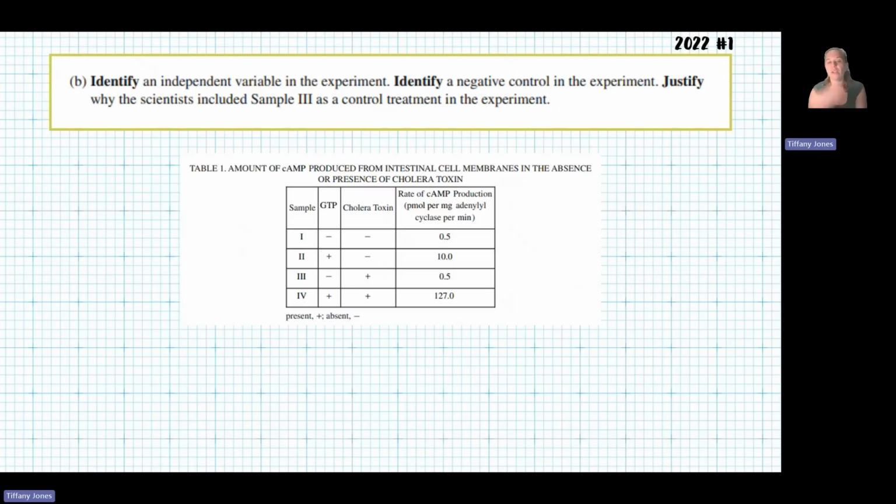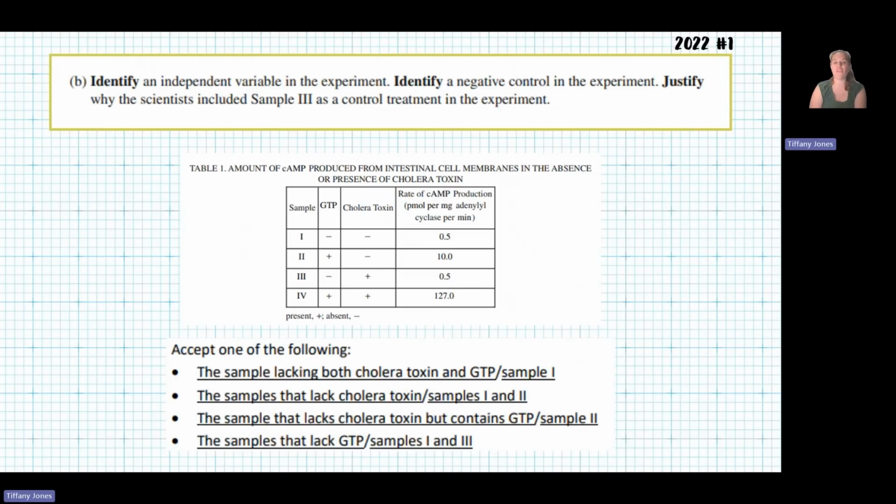Now they also went a little extra step and said, okay, if we were comparing how GTP had an effect, then my negative control would be looking at samples 1 and 2, because the cholera stayed the same in those. And I could then see what GTP alone does. And if I was looking at cholera, I could also look at how the GTP stays the same, and that could be samples 1 and 3. So they actually gave you a lot of different options of how you could have put this.